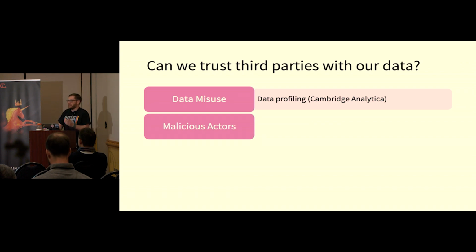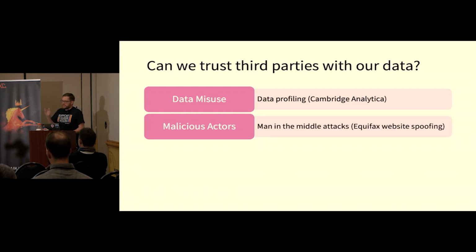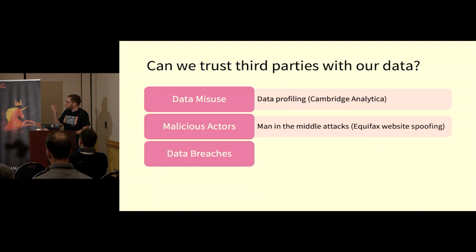Another case where you potentially can't trust a third party, and this is somewhat not necessarily the third party but how the data gets through the third party, is malicious actors. There was a man-in-the-middle attack on the Equifax website. While people were trying to use the Equifax website, someone set up a fake domain that looked very similar to it, and people would log in, and then essentially people would be able to steal your financial data or information about your credit reports, freeze your credit or unlock your credit, that type of thing.